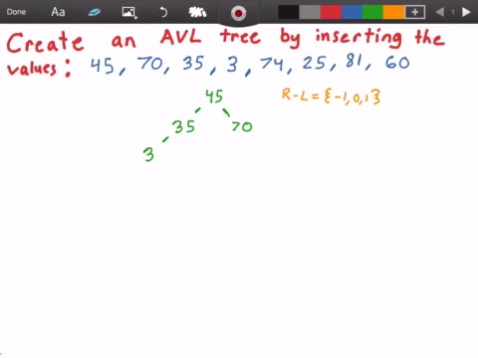Okay, so next we need to insert the value 74 into our tree. Now 74 is greater than 45, so it's going to go to the right of 45. 74 is greater than 70, so it's going to go to the right of 70. And there we insert our value 74.